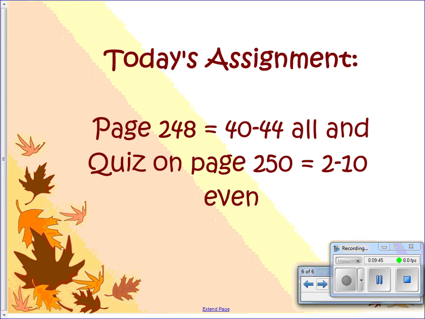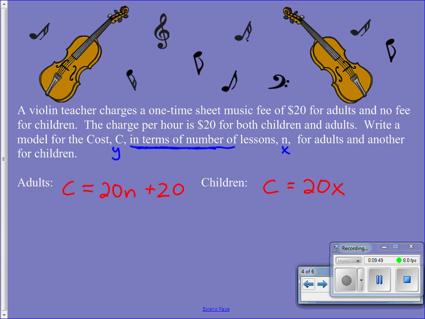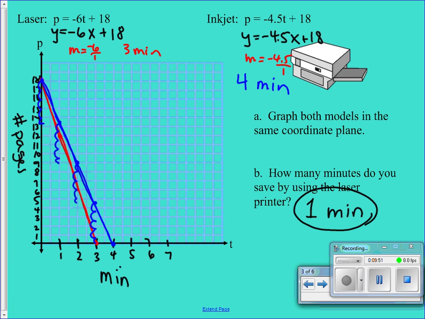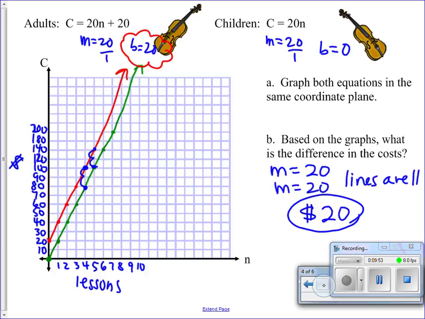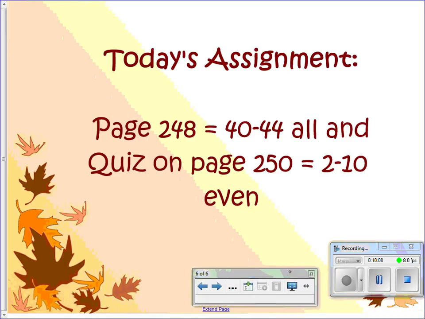And that's pretty much what your homework is going to be. They might ask you, how much time do you save, like in this example, and they might tell you, how different is it from line to line? Well, we looked at 4 lessons, the difference in cost there. We looked at 5 lessons and the difference of cost there. So your assignment goes over that, and they will give you the equations. So good luck to you.